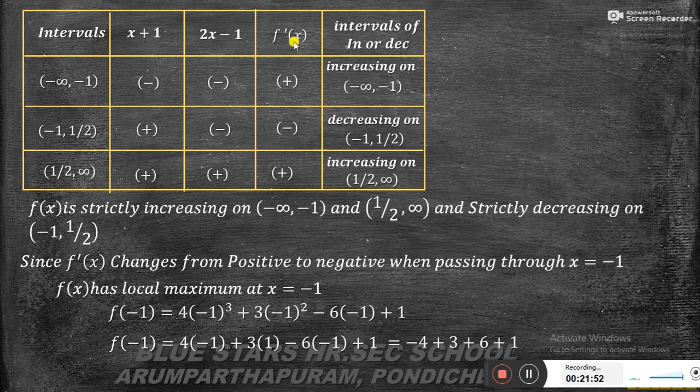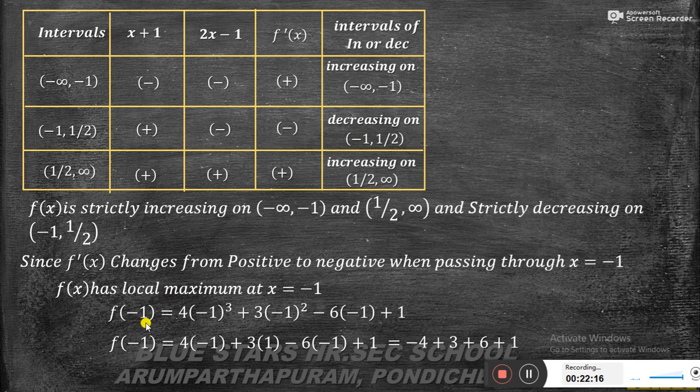So f dash of x has the sign change from plus to minus, so it has a local maximum. Therefore f of x has a local maximum at x equal to minus 1. Now I substitute the x value. We know the local maximum is at the point x equal to minus 1. Now we find the local maximum value.